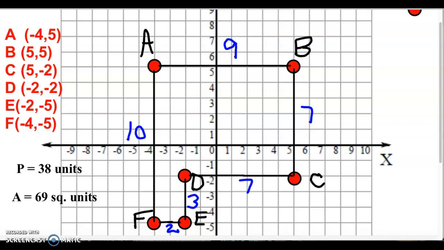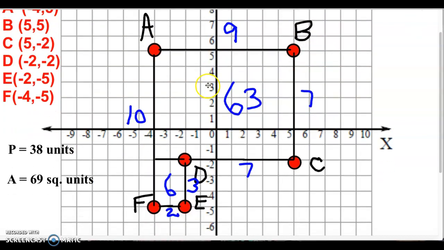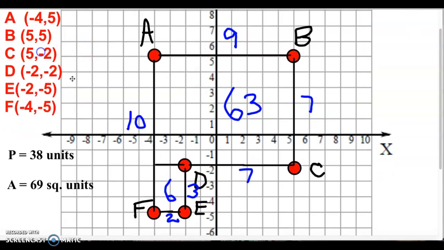I'm going to go on to the area. Okay, so for the area, I separated my figure this way. You didn't have to. You could have separated another way too. I found the area of this rectangle up here, which was 9 times 7, which is 63. Then I found the area of this rectangle down here, which is 3 times 2, which is 6. And when I add 63 plus 6, I get 69.